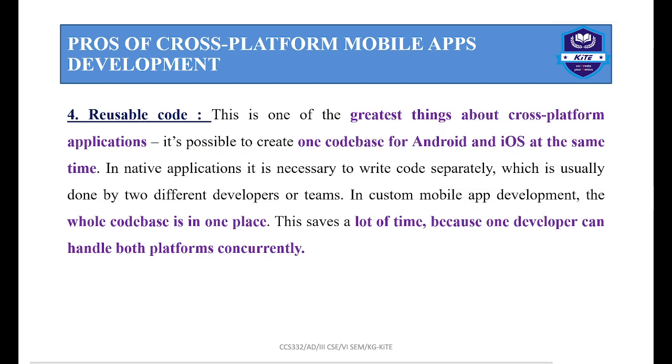Next is reusable code. This is one of the greatest things about cross-platform applications: creating one code base for Android and iOS at the same time. In native applications, it is necessary to write code separately, which is usually done by two different developers or teams. But in cross-platform mobile app development, the whole code base is in one place. It saves a lot of time because one developer can handle both platforms concurrently. So here we get reusable code.